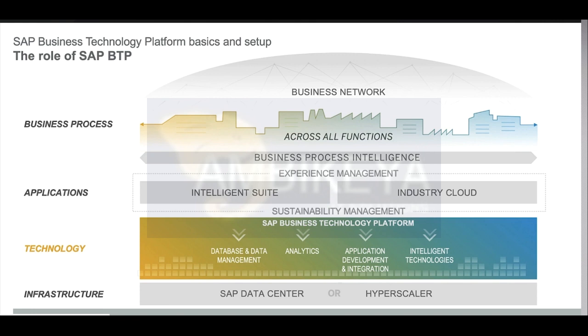These capabilities are derived from four technology categories: database and data management, analytics, application development and integration, and lastly, intelligent technologies. With SAP BTP, companies can connect, manage, and analyze information across their businesses, integrate and extend entire landscapes, build new impactful applications that improve business processes.